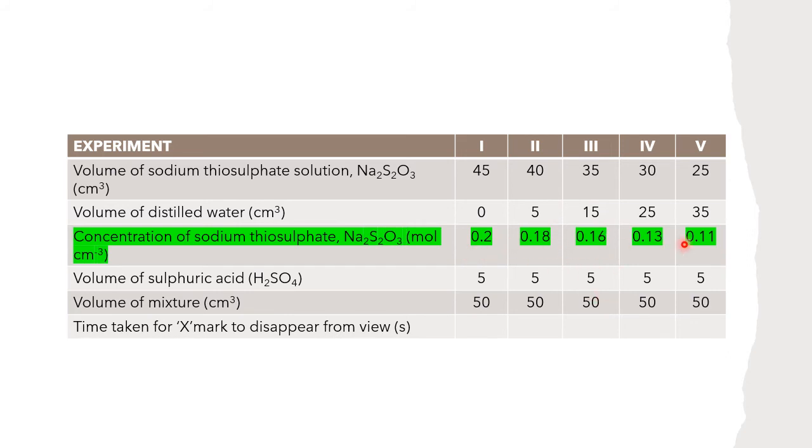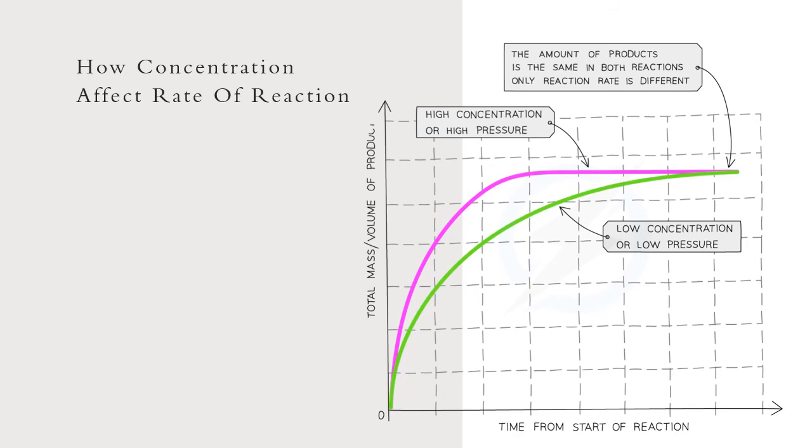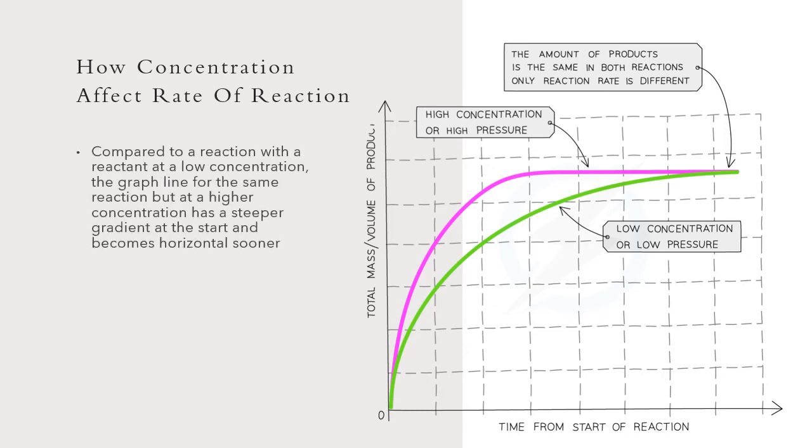Okay, ini concentration yang dah berubah tadi lah yang kita kira from the previous slide. Okay, and then ni adalah the time taken yang awak kena ambil for the X mark to disappear from view. Okay, from the data on the previous slide, of course you can plot a graph. Sepatutnya time taken for the X mark disappear lah sepatutnya kan. Okay, cuma kat sini nak terangkan based on the graph.